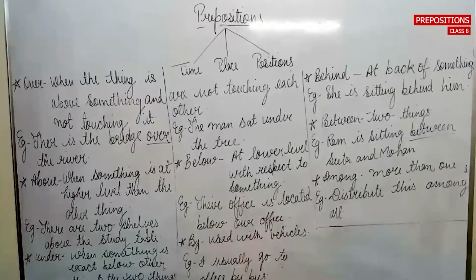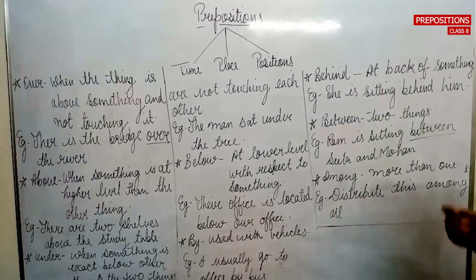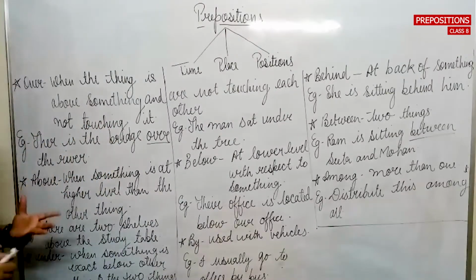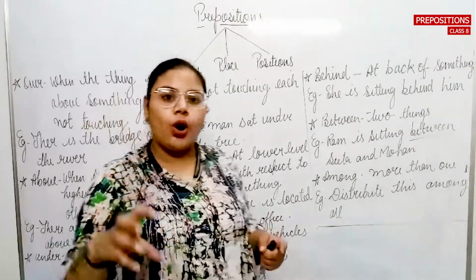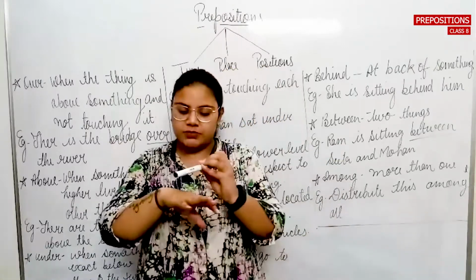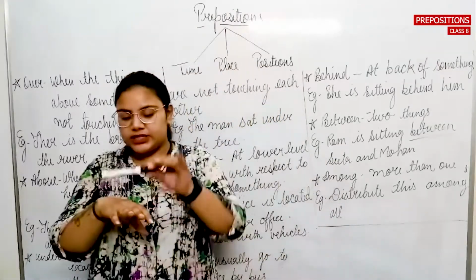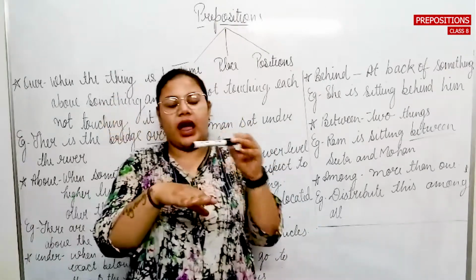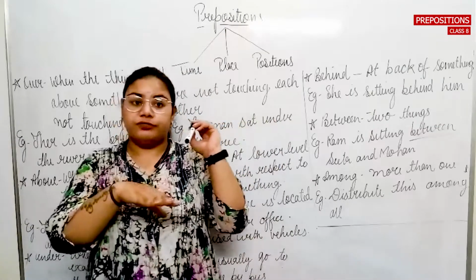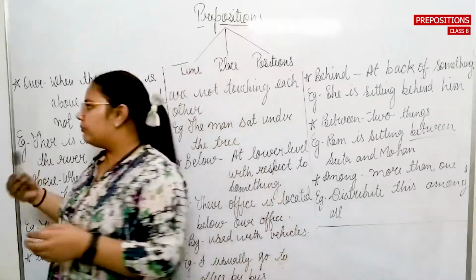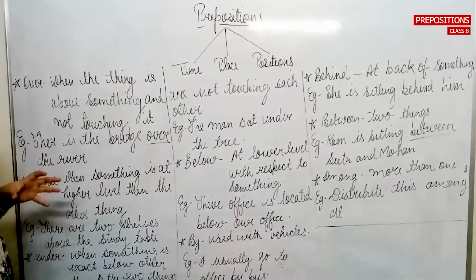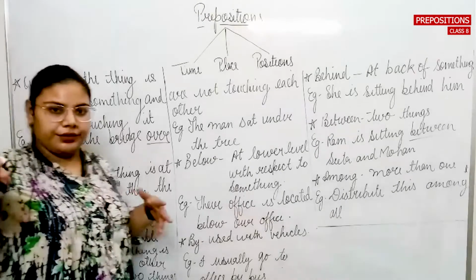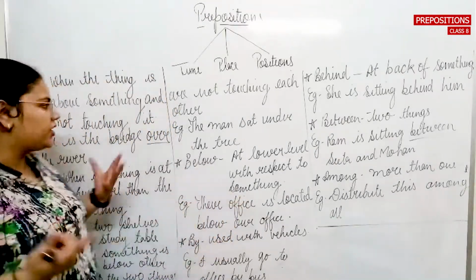And now we need to talk about over, O-V-E-R, when a thing is above something and not touching it. When we were talking about on, the marker is on my hand. But if I put this marker here, I will say this marker is over my hand, or it is going over my hand. So when two things are not touching each other, but one thing is above the other, we are talking about over.